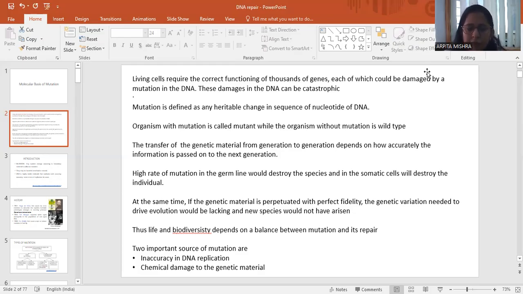But at the same time, we should make sure that if a mutation happens in the germline cells, it would destroy the species, and in the somatic cells it will destroy the individual. There are basically two important sources of mutations. One is inaccuracy in DNA replication: replication happens, but an error can lead to some mutations. The other one is chemical change to the genetic material, where in response to certain chemicals, the DNA or the nucleotide might change.